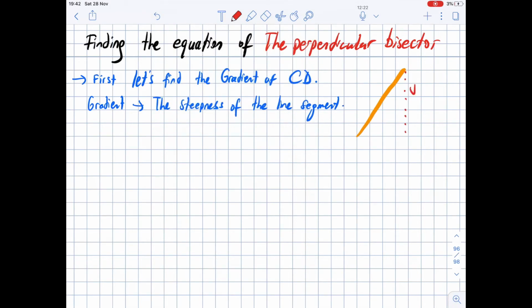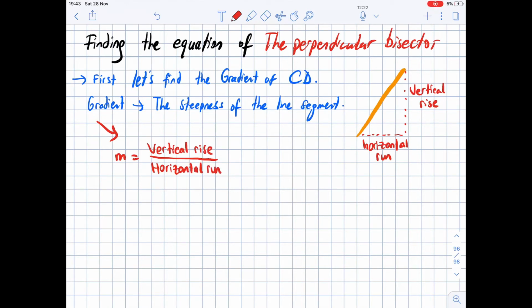So to find the steepness, of course, we need to know the difference vertically and horizontally. When you climb up a mountain, as you know, if it's very steep, it becomes very hard to climb or hike. So to find the steepness, gradient is vertical rise divided by horizontal run. To find vertical rise, we subtract y coordinates from each other and divide by the x coordinates subtracted from each other.